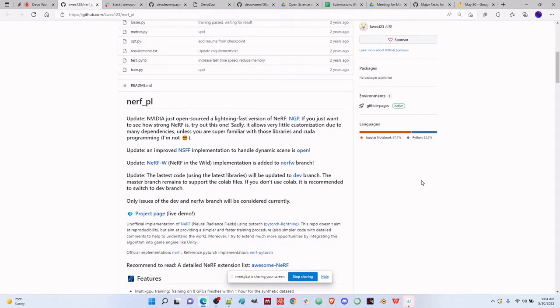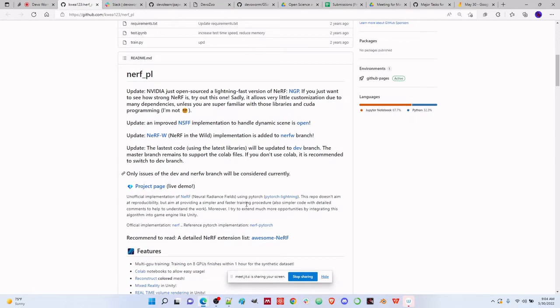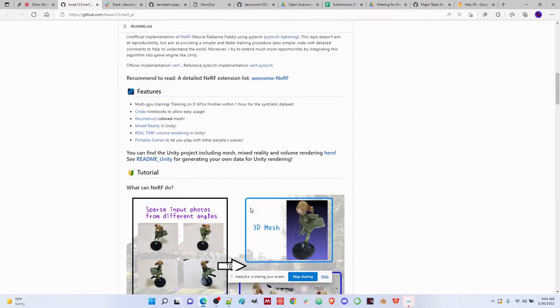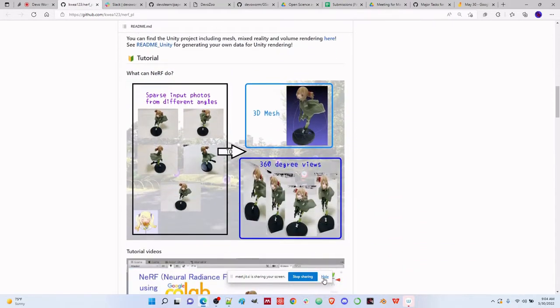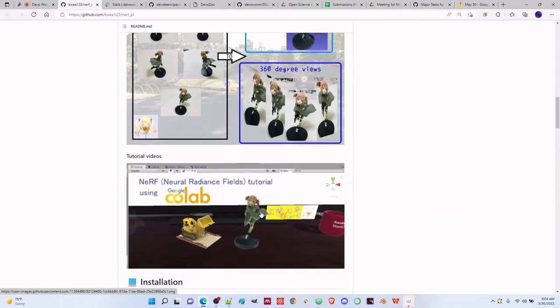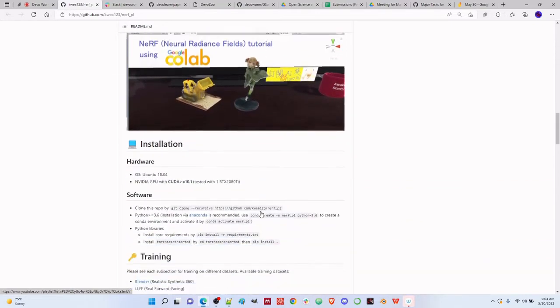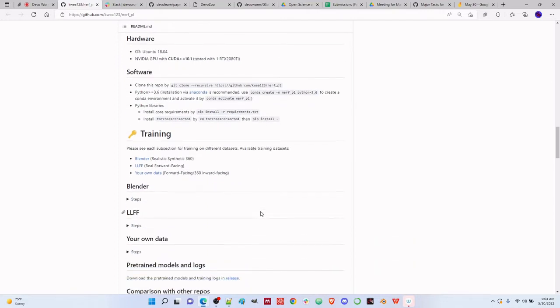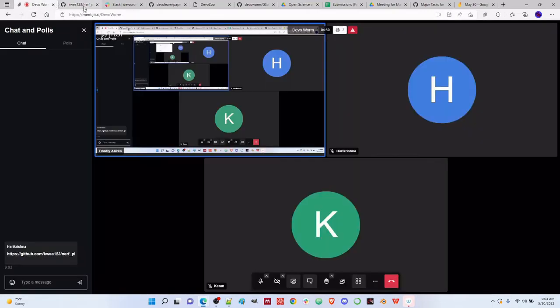This is an NVIDIA project or product. Okay, I think I've heard of this before. I was just trying to remember where I'd heard the name. Yeah, NERF. This takes sparse input photos from different angles. So you're taking the same image from different angles, building a three-dimensional mesh, and getting 360-degree views. And yeah, this looks really good. So let's keep us posted on that.